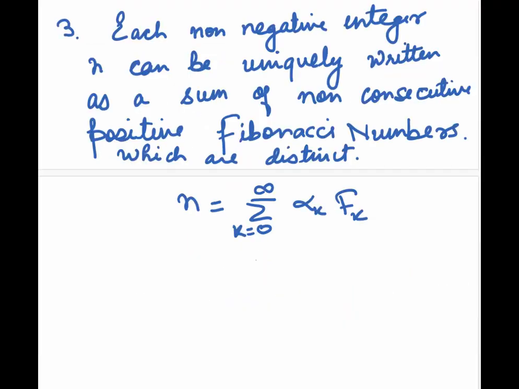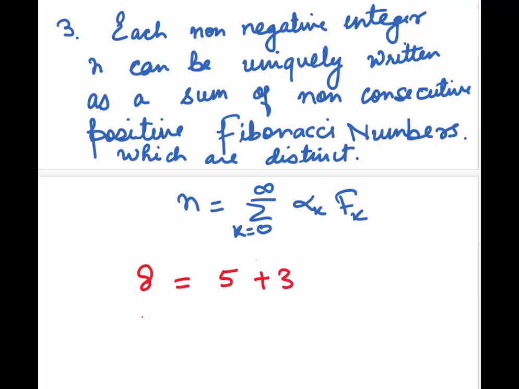Let's look at the third point. Each non-negative integer n can be uniquely written as a sum of non-consecutive, positive, distinct Fibonacci numbers. That is, n is nothing but the summation for k from 0 to infinity of alpha k F of k. Let's look at an example. If you take 8, you can write 8 as 5 plus 3.